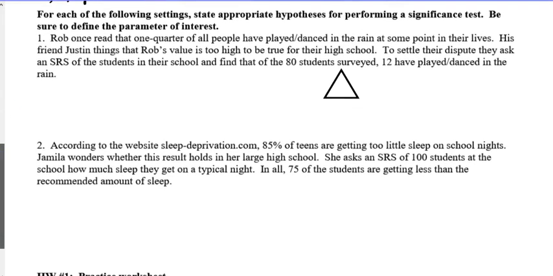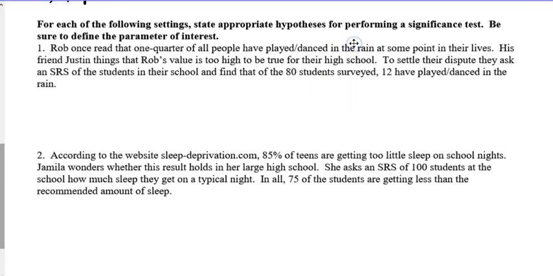So, two quick examples and then we're done. Rob once read that 1/4, this is important, 1/4 of all people have played or danced in the rain. So your little kid starts raining, you're running around playing in the rain, splashing in puddles, whatever. I think it's a pretty fair supposition. I would say a lot of people probably played, at least when they were a kid. But we're going to ask high school students who are too cool for that.